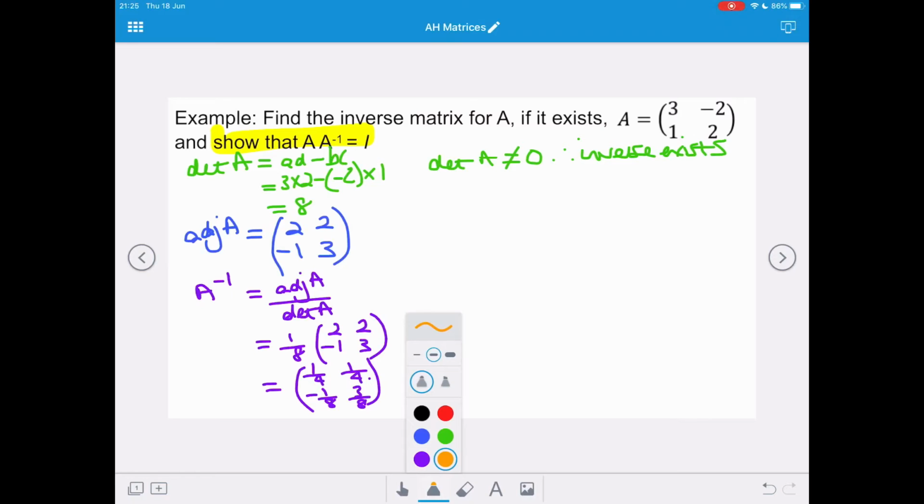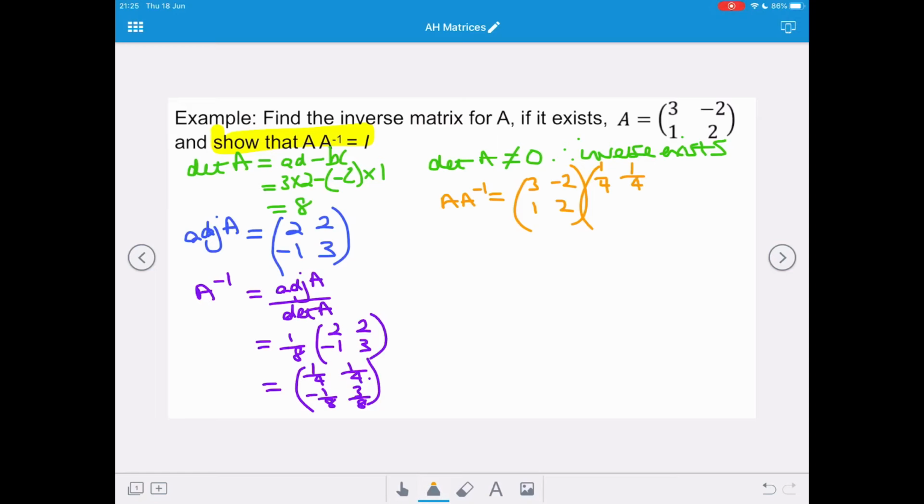So we're going to write down that we got our A multiplied by our inverse of A, and that equals 3, -2, 1, 2, multiplied by a quarter, -1/8, and 3/8. And using our multiplication, we're going to do 3 times a quarter and add on -2 times -1/8, which gives us a total of 1.